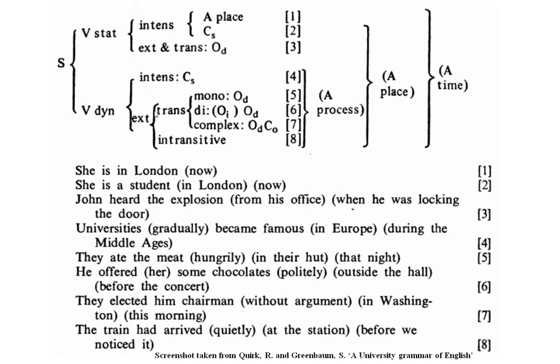If a dynamic verb is followed by an object, it could be either one object, so monotransitive extensive dynamic verb, two objects, so ditransitive extensive dynamic verb, or object and object complement. In this way, it's a complex transitive extensive verb. If a dynamic verb is followed by nothing, it is an intransitive extensive dynamic verb.